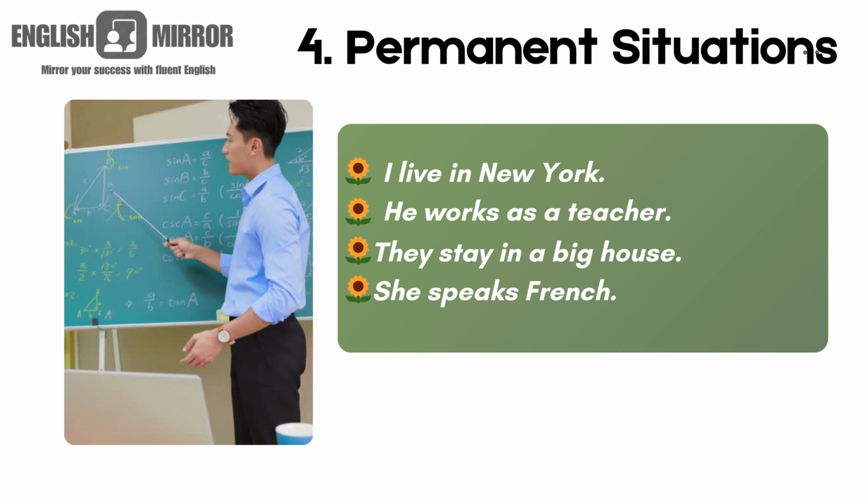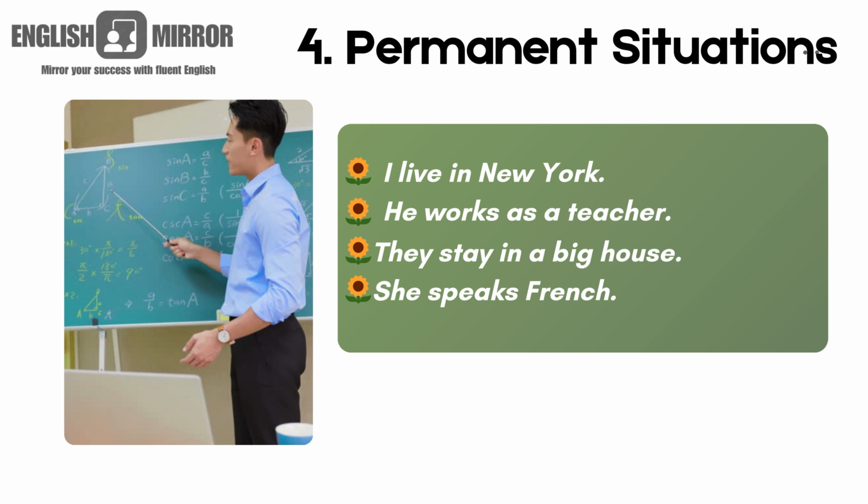Next one is the permanent situation. To indicate a permanent situation, we use simple present tense. First example is: I live in New York. I is the subject, so live is given there. If it is he, how will we do? He lives in New York. Next one is: He works as a teacher. He works. Work is a verb. Since it is he, we have added s to make subject-verb agreement.